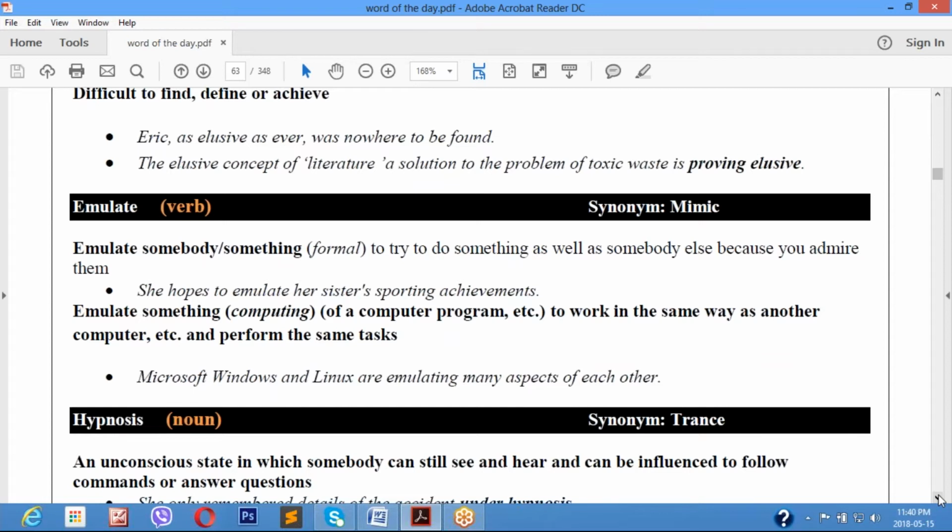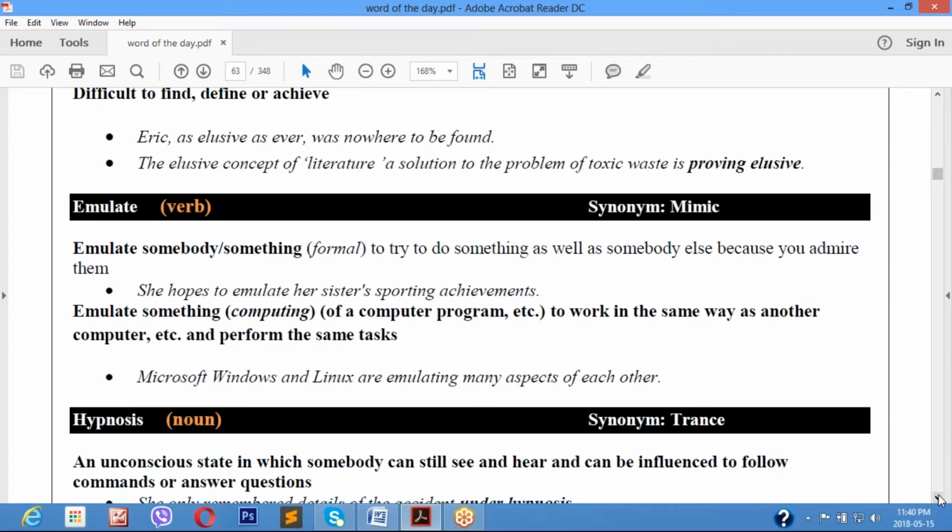किस वजह से नकल उतारना कि आप उसे एडमायर कर रहे हैं. मिमिक थोड़ा सा नेगेटिव है. एम्यूलेट आप उसे पसंद करते हैं. You are emulating the person. She hopes to emulate her sister's supporting achievement. वो चाह रही है कि वो अपने जिस तरह अचीवमेंट्स हैं उसको एम्यूलेट कर सके.